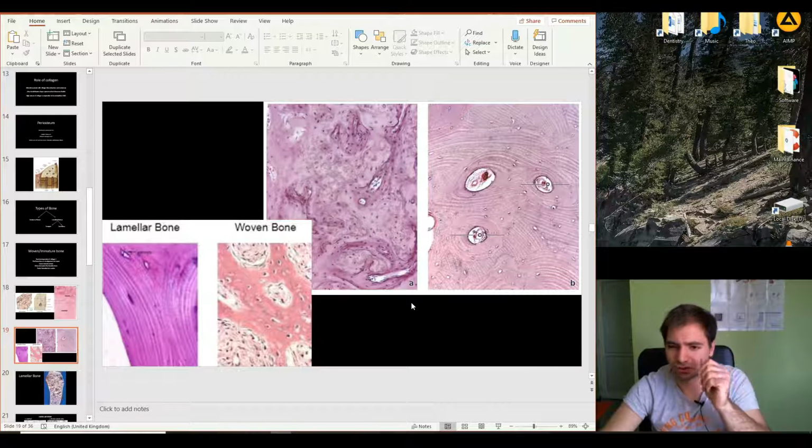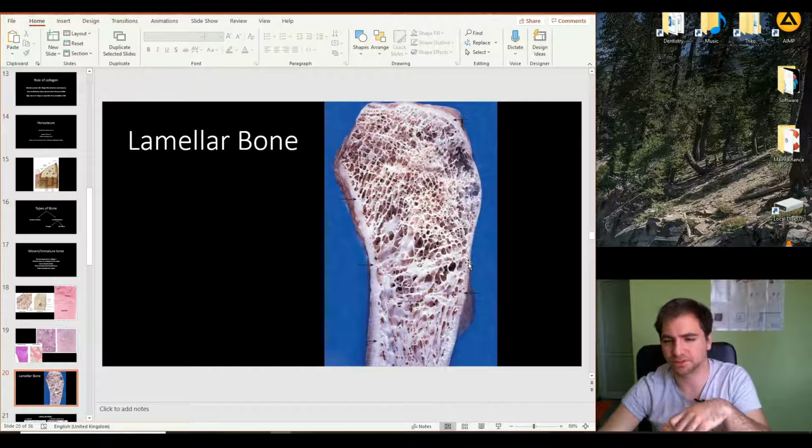Again, more pictures to just punch this point in. Here again, this is woven bone, many cells, no specific concentric aggregations, and here we have very tightly, very neatly organized both cells and collagen type 1 fibers.